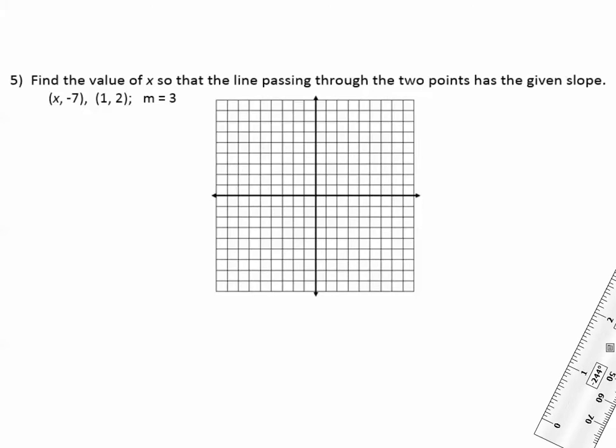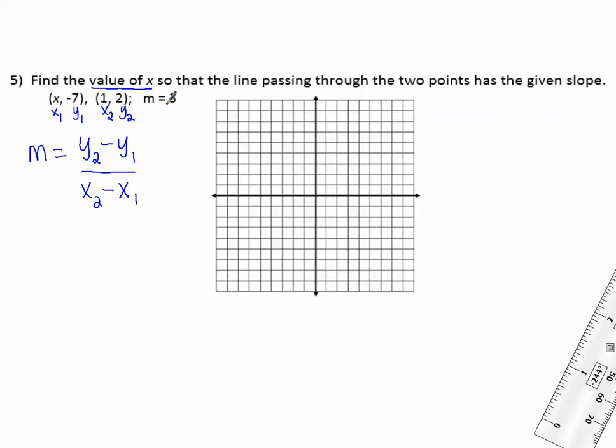Number 5. Find the value of x so that the line passing through the 2 points has the given slope. Here's the value of x that is unknown. Here's the given slope. Remember, the slope formula is y sub 2 minus y sub 1 over x sub 2 minus x sub 1. So I could put these x and y coordinates, this is point 1 and this is point 2, into my formula with the slope being 3.